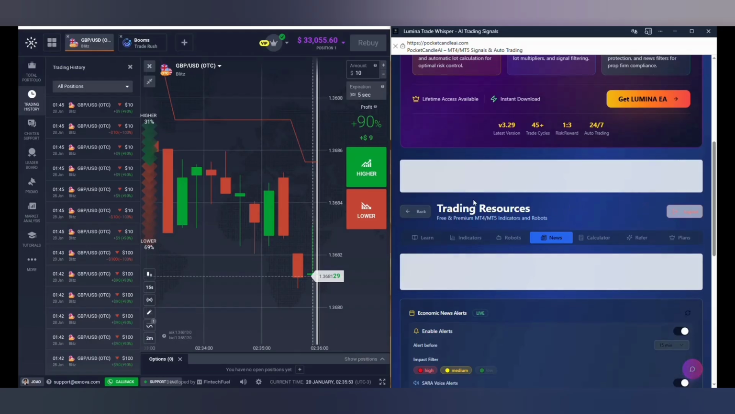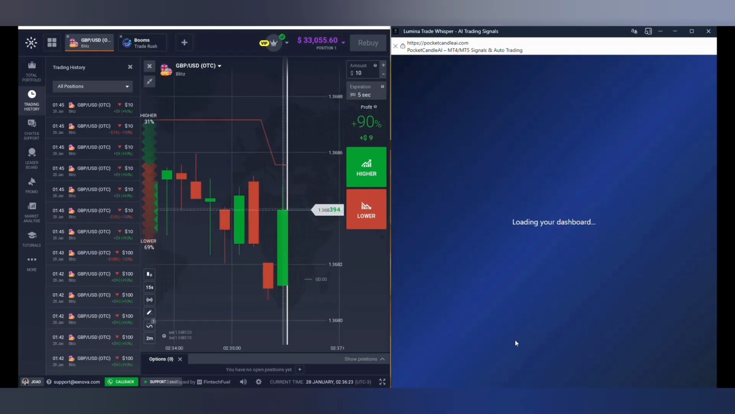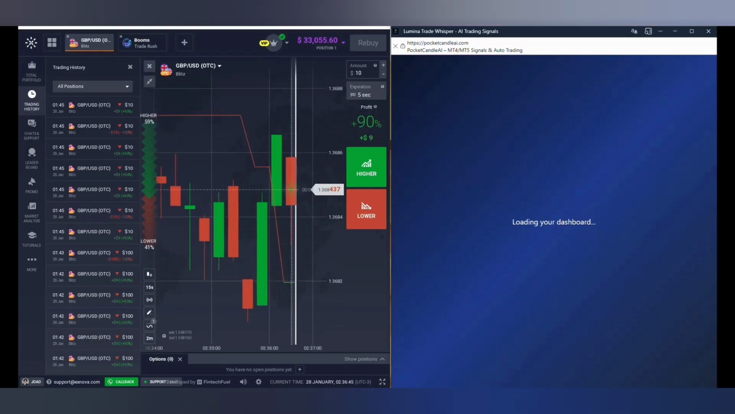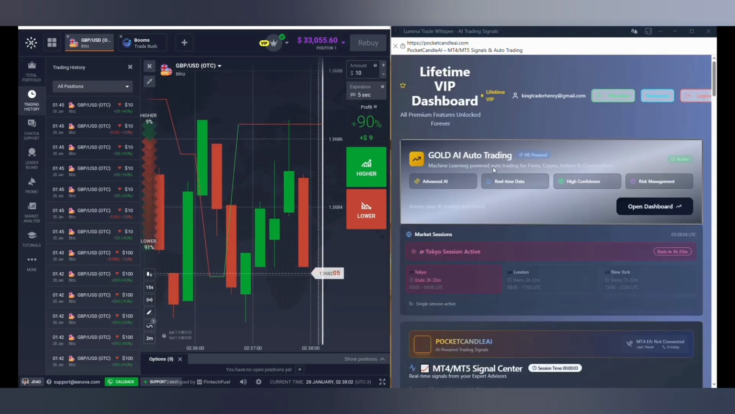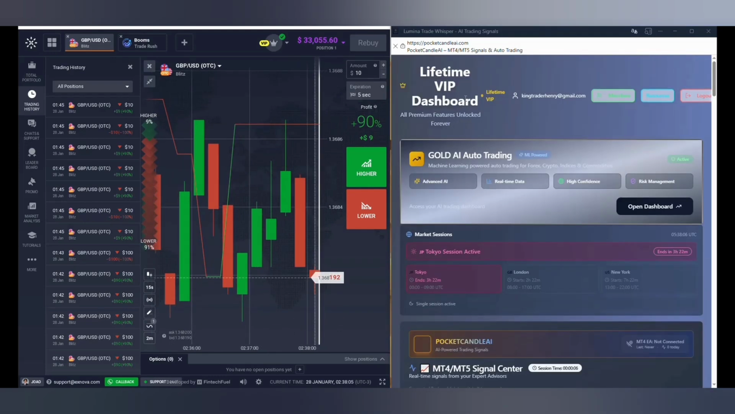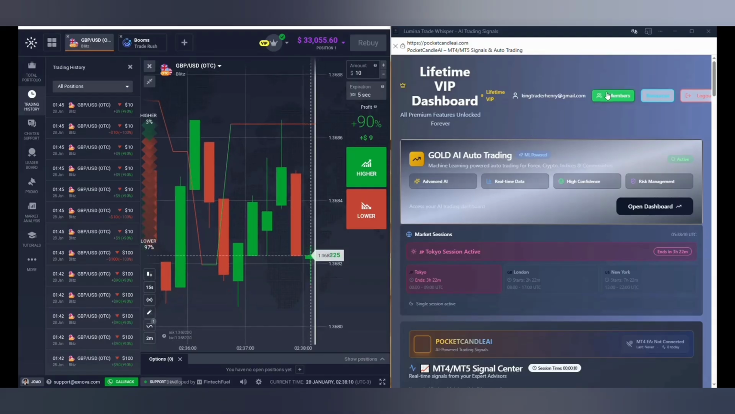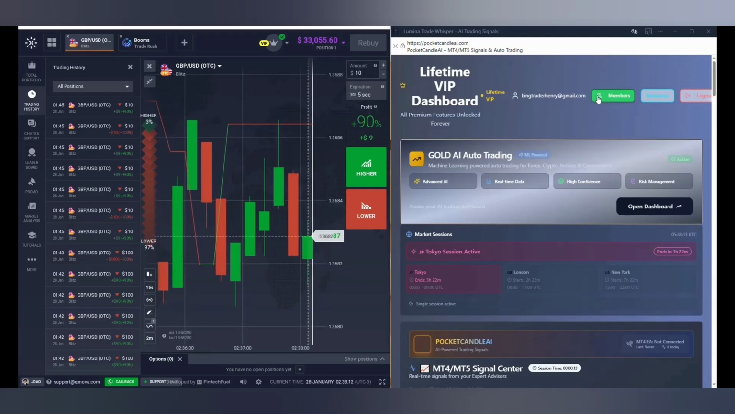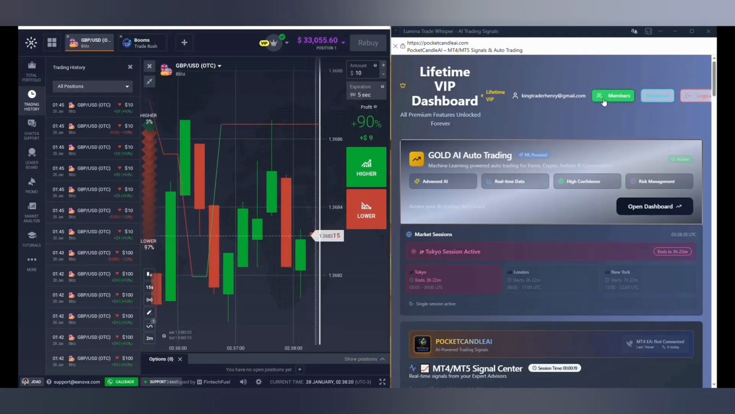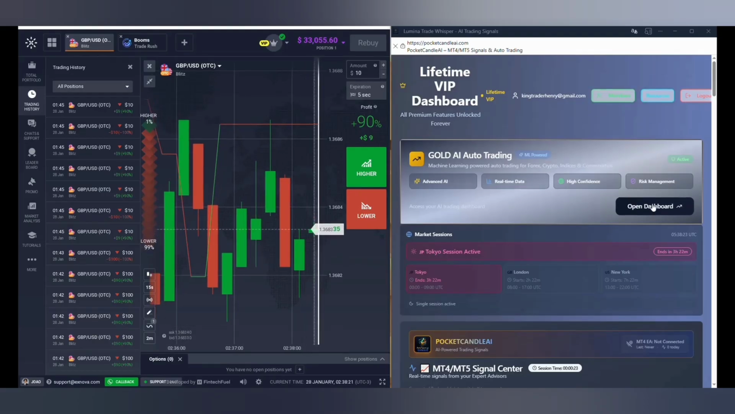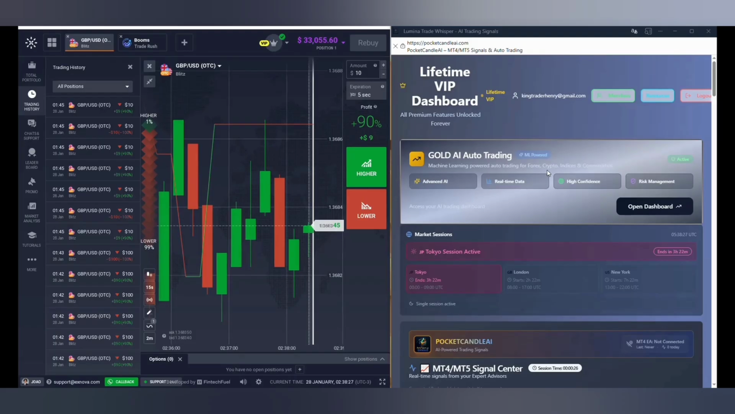Now when you're on this page, all you need to do is click here to go back. Clicking here takes you directly to what you subscribed for. It took me back to my dashboard, a lifetime VIP dashboard. I have access to the read bot and other stuff when I click on members, and those on the monthly pro plan can have access to the read bot as well. It is included, and you have access to the Gold AI auto trading platform as well.